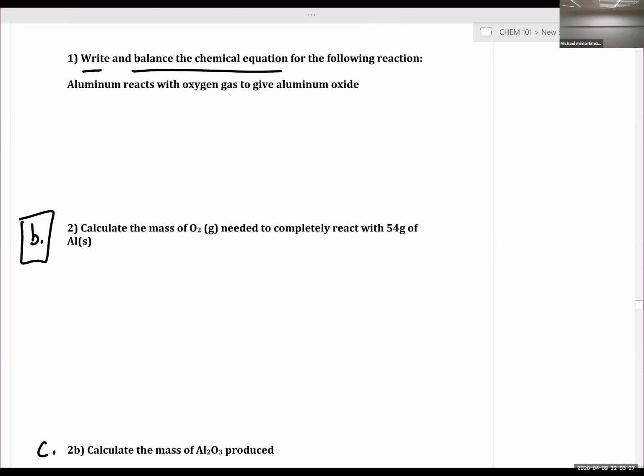As it's been 3 minutes, let's focus on writing out a balanced equation from this word statement. So aluminum, so Al, solid, reacts with oxygen gas. We already know the formula of oxygen gas is O2 to give aluminum oxide. Would someone like to propose a formula for aluminum oxide?